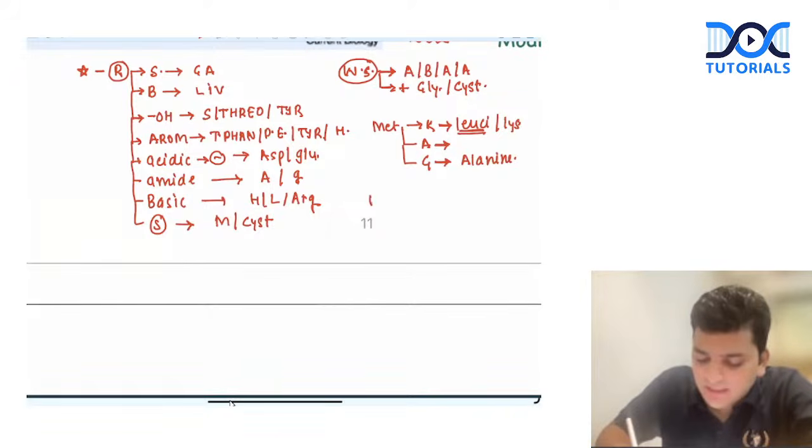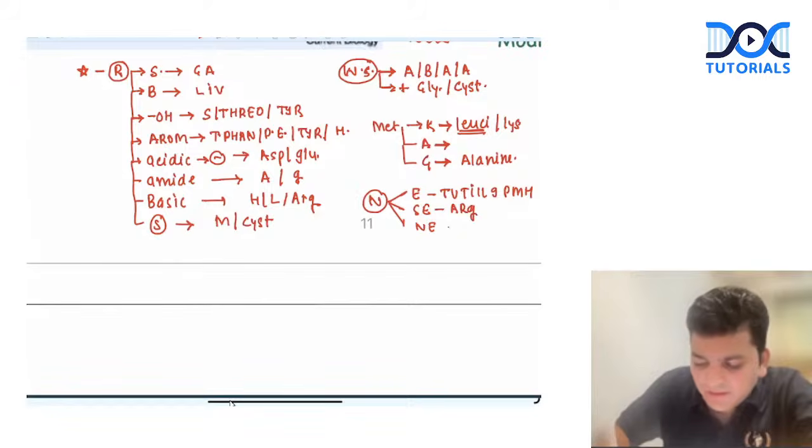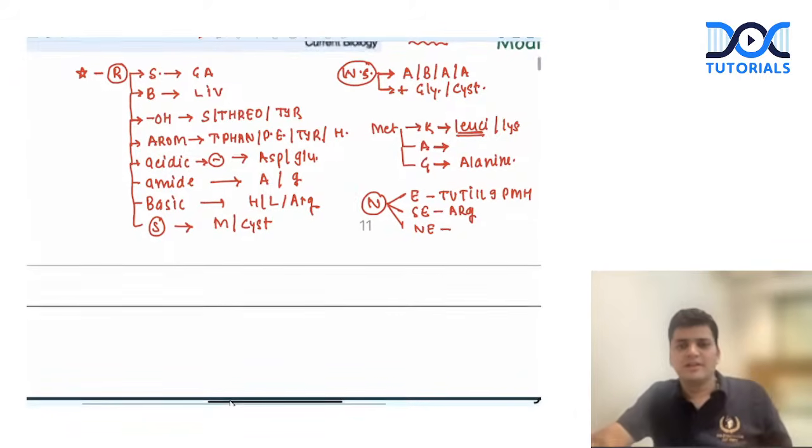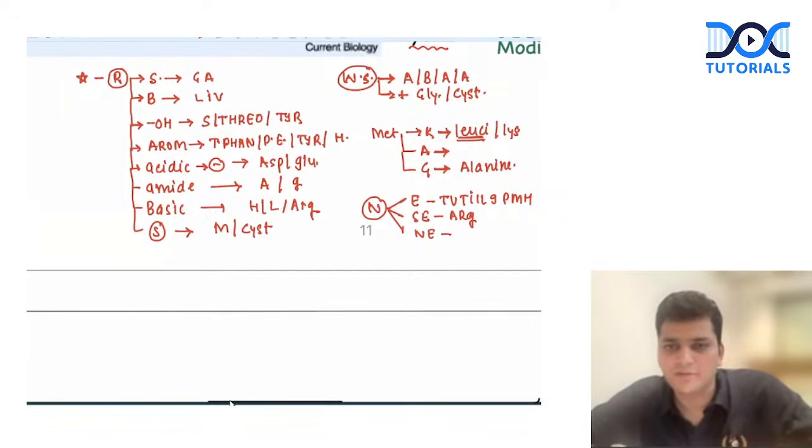Lastly, we have discussed the classification based on the nutritional requirement: the essential, semi-essential, and non-essential. What is the mnemonic for essential? TV till 9 p.m. H. Only arginine is semi-essential, and all the remaining are non-essential, right? So this is all about the first chapter, that is, classification of amino acids.